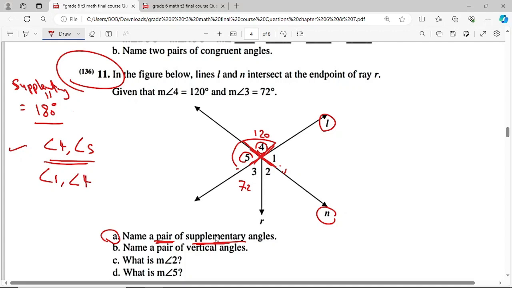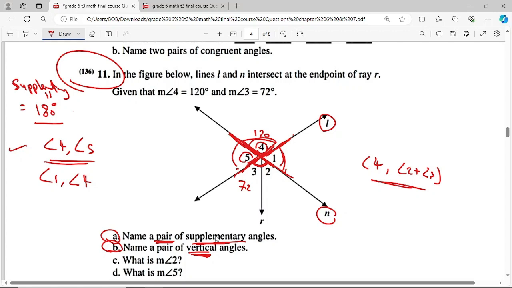Now, here, name a pair of vertical angles. Vertical angles, we answered before in question number 1. So I have, let's say, angle 4. Okay, I have two rays. So I will extend the other ray over this side and extend this ray over the opposite side. That means angle 4 and angle 2 plus angle 3 are opposite sides. So angle 4 and angle 2 plus angle 3 are opposite sides.